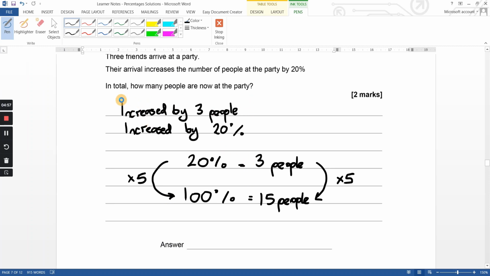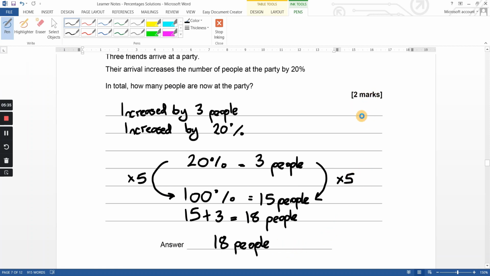So let's just double check what the question is asking for. In total, how many people are now at the party? Right. So don't be tempted to put 15 people as your answer. 15 people, this bit here, represents how many there were originally in the party. So now that we've got 3 more, you should have 18 people. Yep, so your answer should be 18 people. So just be careful with that one.